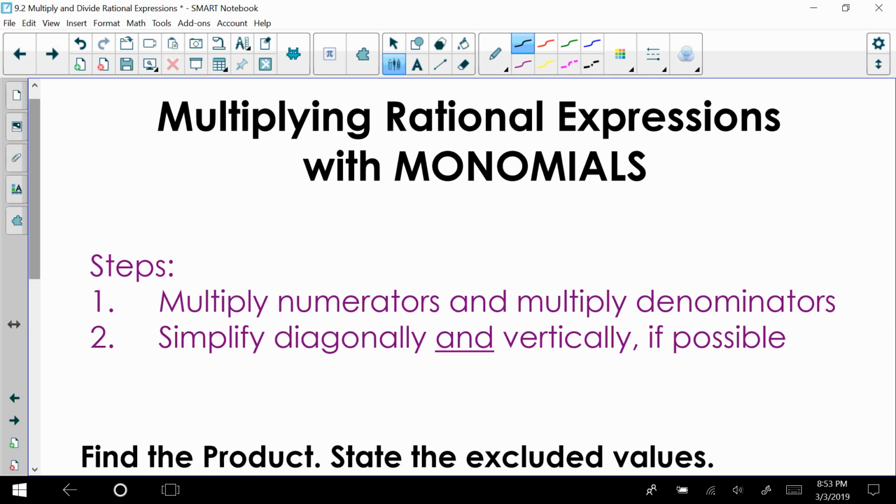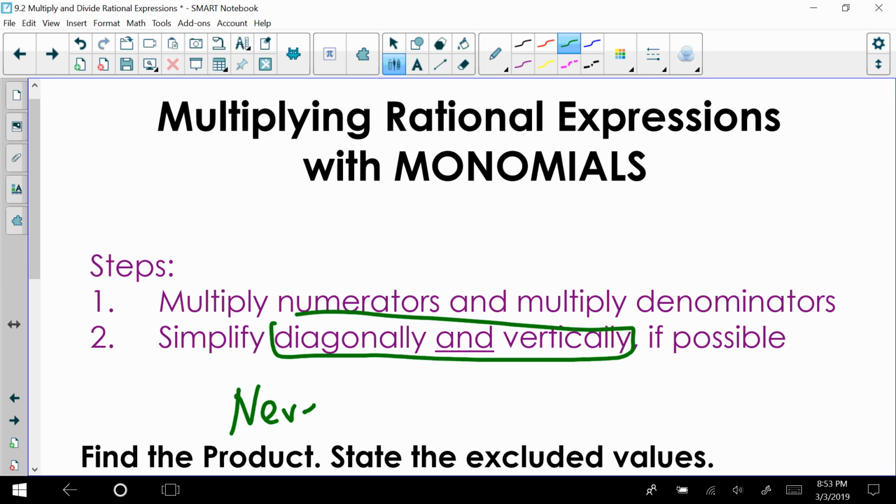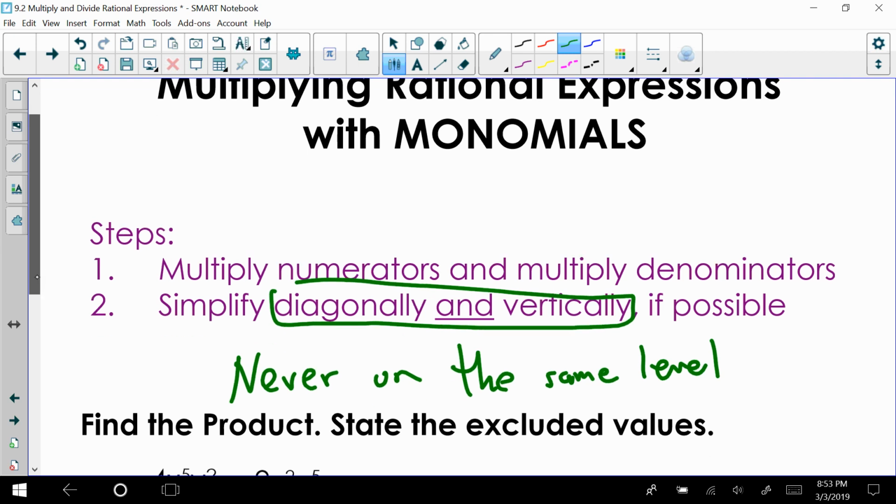So, some simple steps. Now's the time to pause the video and write these down. I'm not going to read them out to you. Well, now that you've had a chance to write them down, big thing here: you can simplify diagonally and vertically, never on the same level. Things on the same level don't cancel.